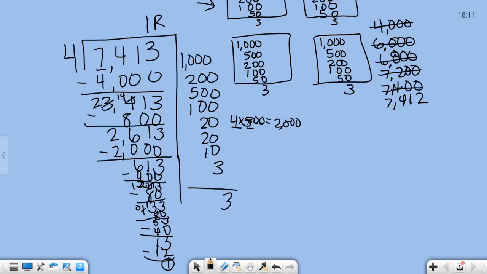And then I add up all the numbers over here. 3, 2, 4, 5, 5, 6, 7, 8. 1. 1,853. Remainder 1.